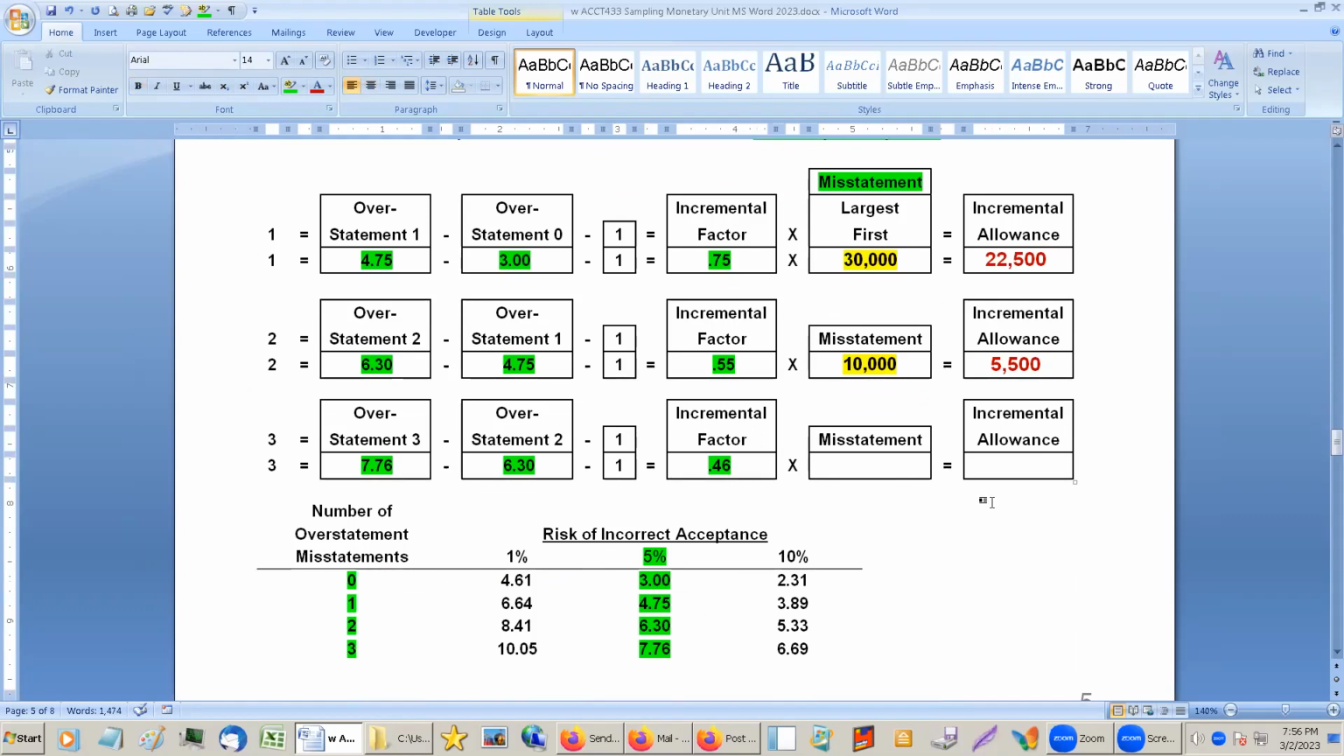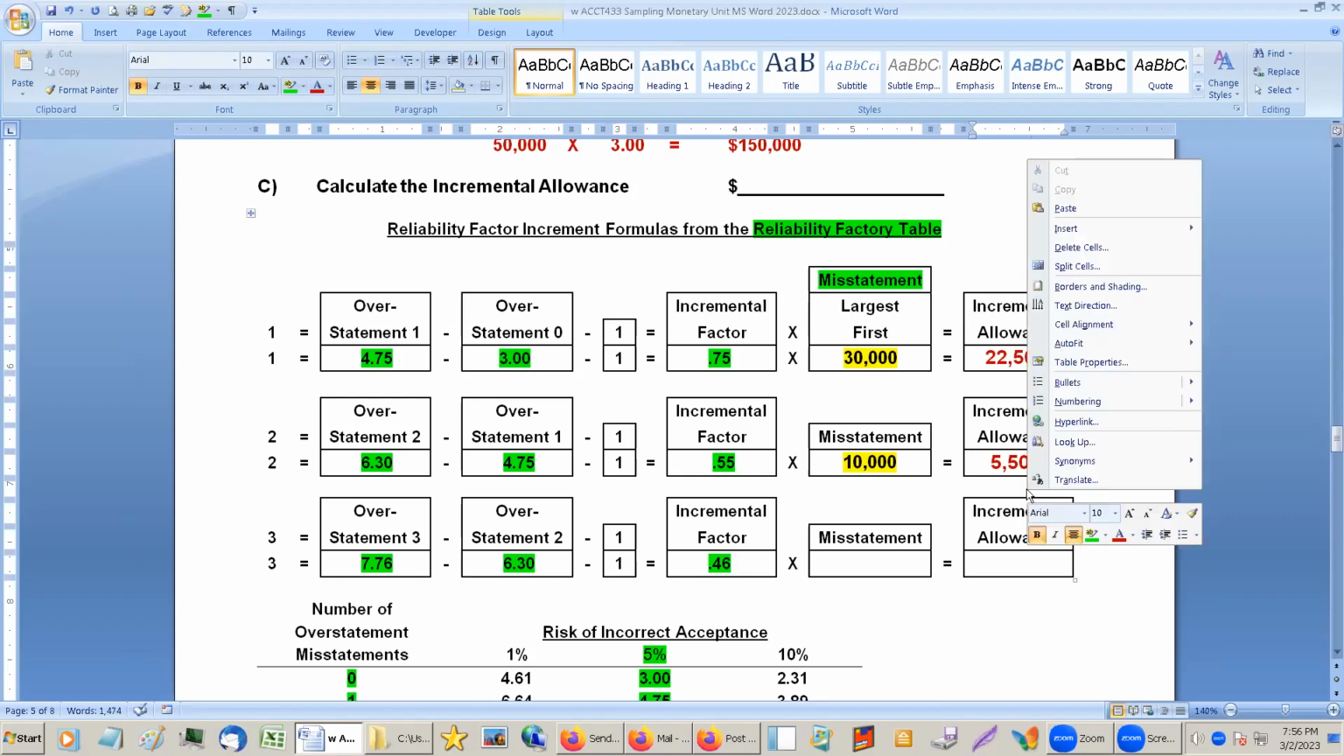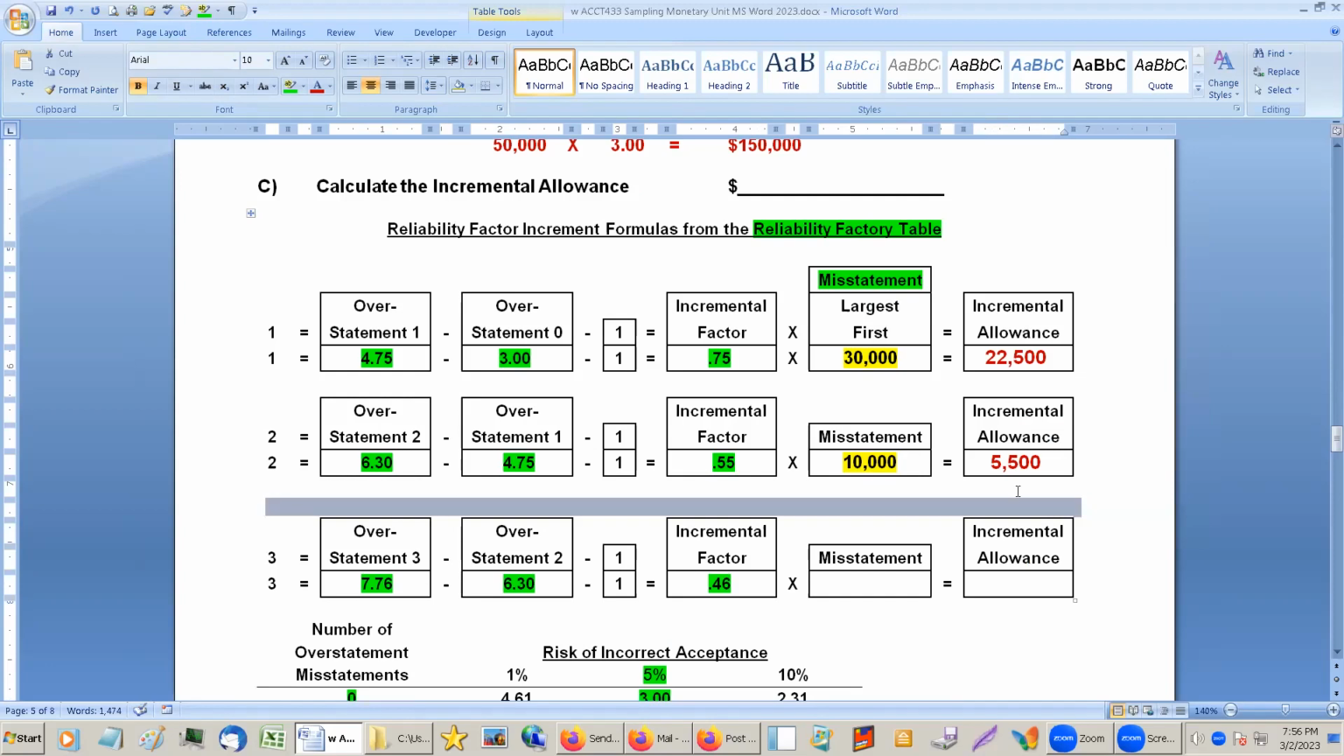So anyway, these two would be the total incremental allowance. So we're saying it could be off by as much as, I can put that in here. $22,500 plus, what is that? 28. 28. So this is going to be our incremental allowance.